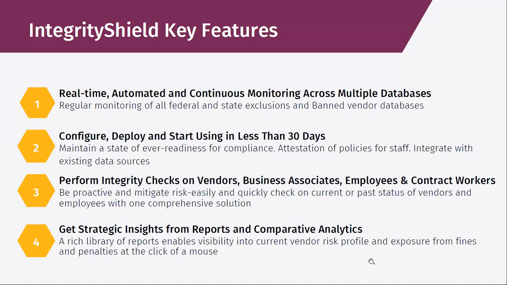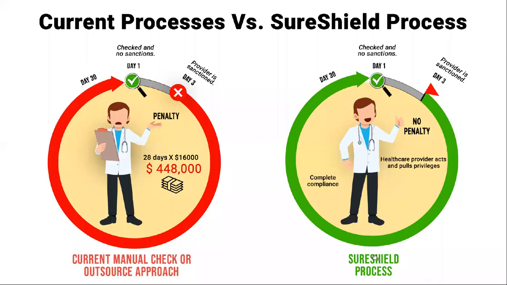If you're finding that everything is okay and that people aren't on a list, you don't necessarily want to check to be aware of that. Let the system do that for you. And that's what we call Integrity Shield for sanctions and exclusion monitoring does for you.